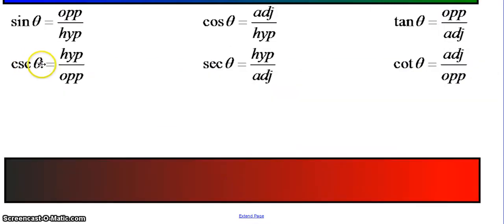Well, what about those other 3 trig functions, the secant, the cosecant, and the cotangent? Well, the cosecant of theta is actually the reciprocal of the sine of theta. So if the sine of theta is opposite over hypotenuse, cosecant of theta is hypotenuse over opposite. Secant is the reciprocal of cosine, so secant of theta is hypotenuse over adjacent, and cotangent of theta is the reciprocal of the tangent of theta, so cotangent of theta is adjacent over opposite.